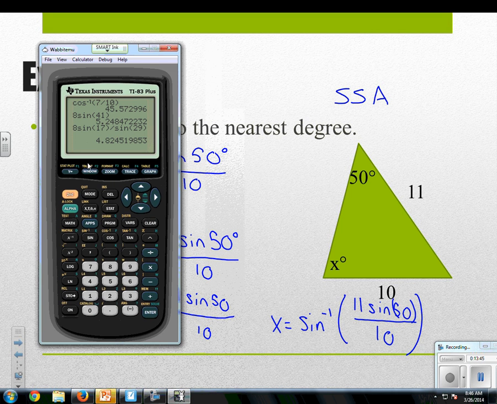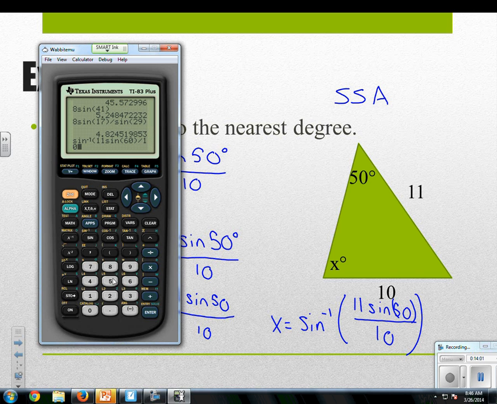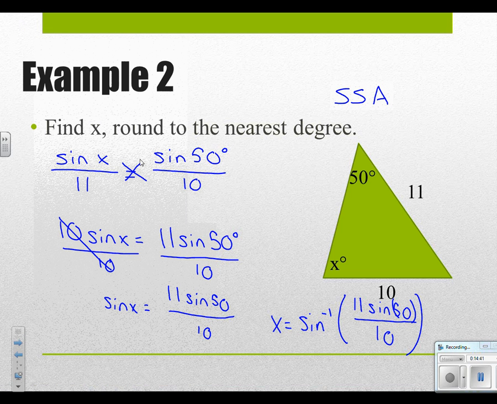I haven't solved it yet. Okay, so I'll type it with you. I'm going to hit second sine to get my inverse. It already started the parentheses, so that's okay. 11 sine of 60, close it, divide by 10, close it. Oh, 57.4. I thought that was 50. I typed 60. I was just checking to see if y'all were paying attention. My parenthesis and my 5 kind of merged there. So 57.4. What were we told to round to? The nearest degree, so just 57. So x is 57.